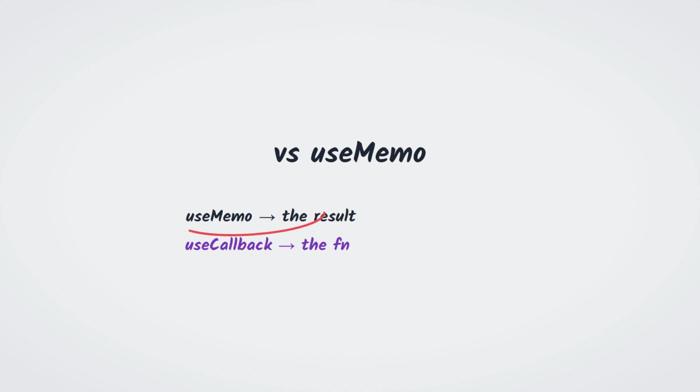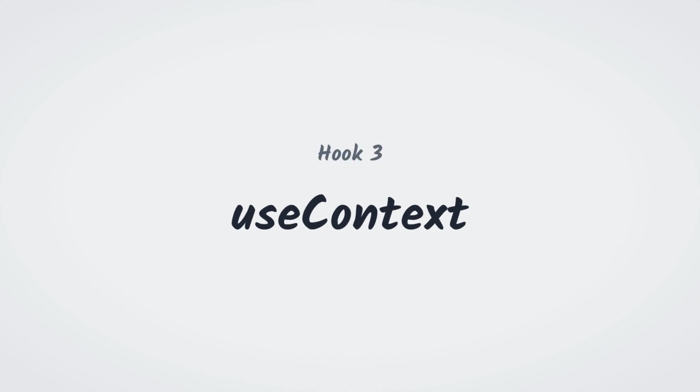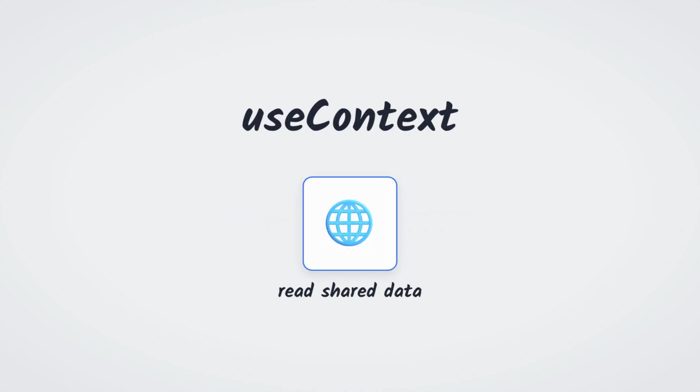Remember, useCallback caches the function itself. useMemo caches what the function returns. That's the difference. Hook 3, useContext. This is useContext. Read shared data without passing props down every level.